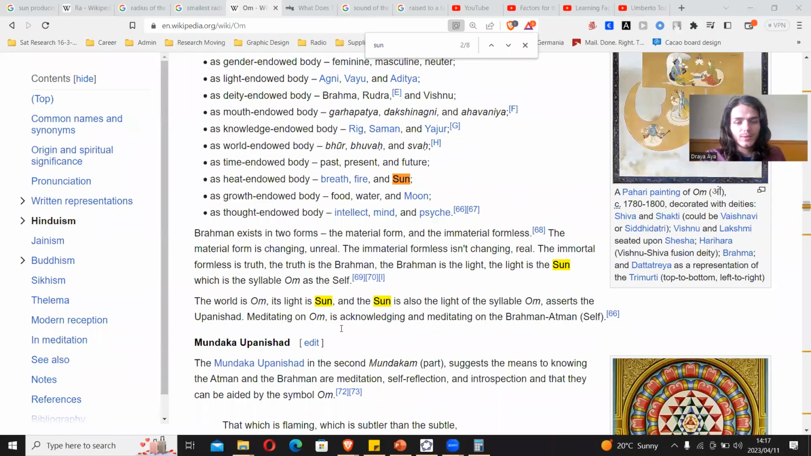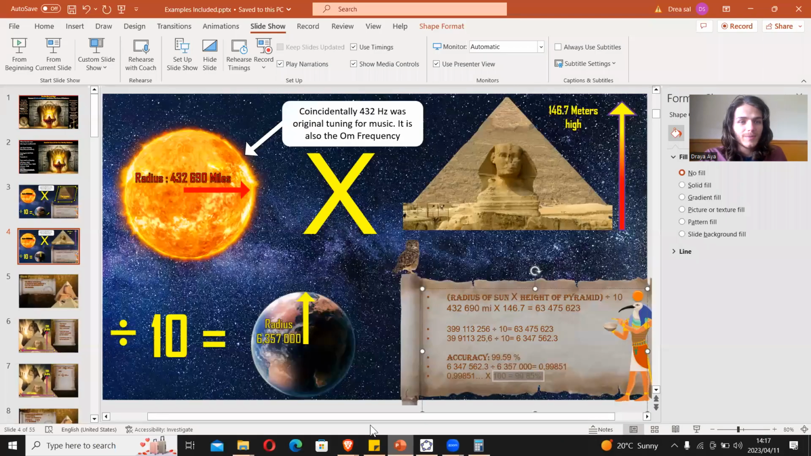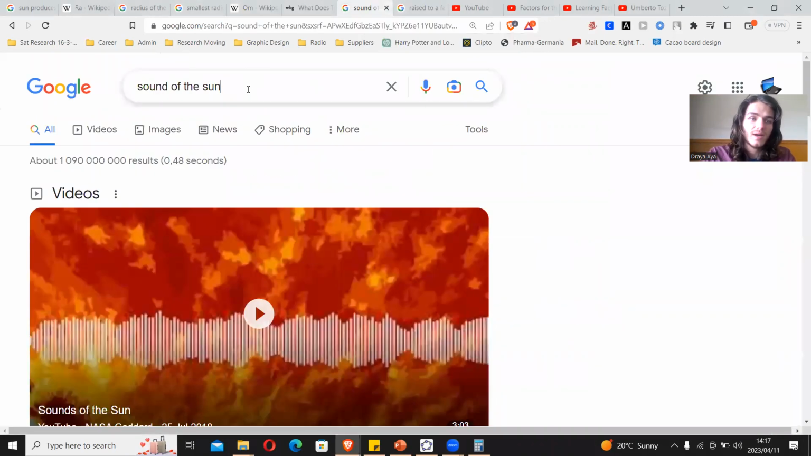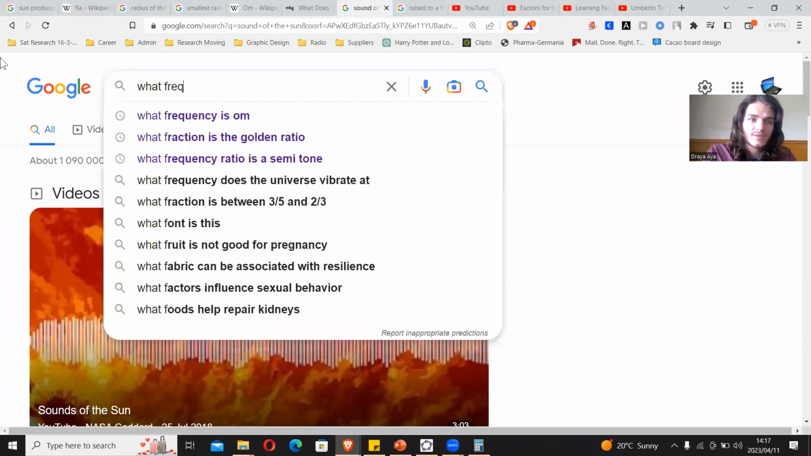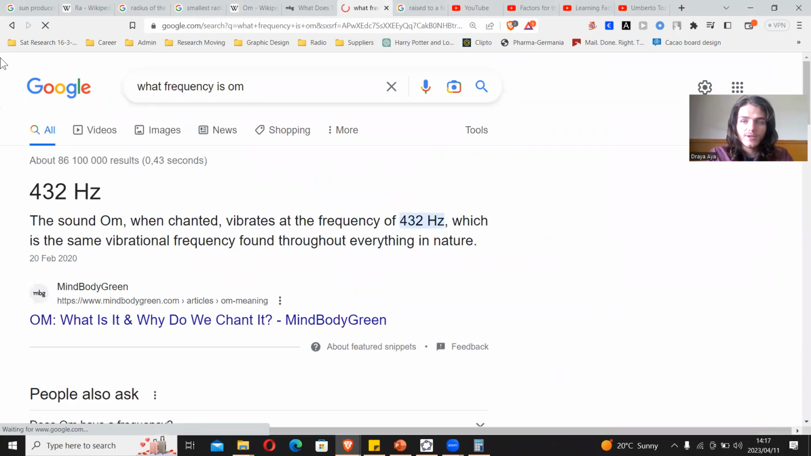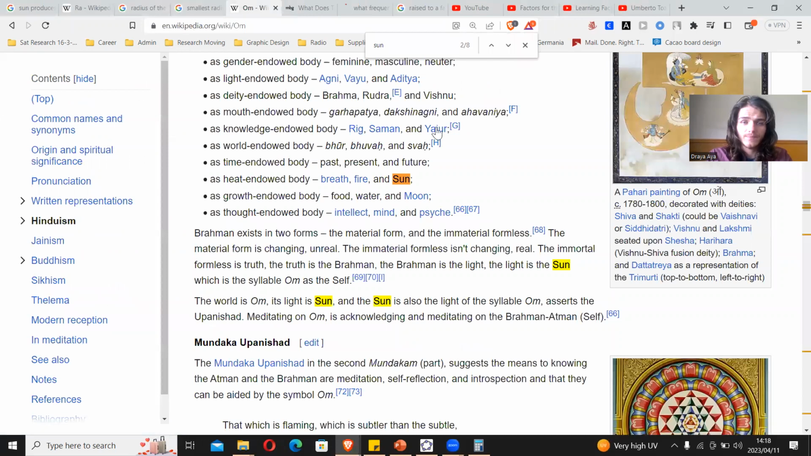All right, so continuing off. So remember we said the sun is 432,000 miles radius, and that is also the frequency of Om. In fact, you go, what frequency is Om? It is 432 hertz, and it was also what we used to tune all our old music to until they changed the standard to 440.